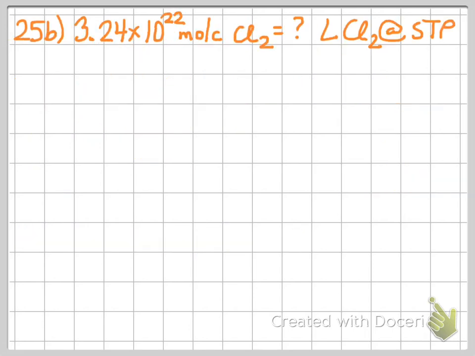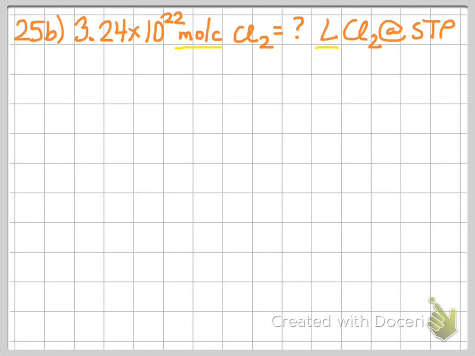Letter B. Letter B asks us to calculate the volume in liters of 3.24 times 10 to the 22nd molecules of chlorine at STP. So again, first thing I'm going to do is I'm going to look at my units, and I have molecules and I have liters. And I'm looking for, do I have one tool on my toolkit that has both molecules and liters in it, the same tool? I don't.